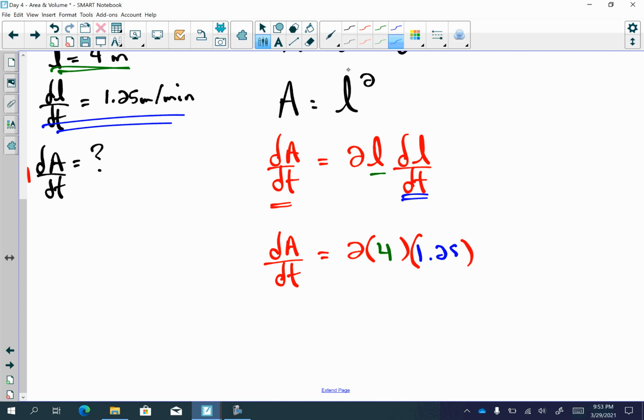Okay, 2 times 4 is 8, times 1.25 is going to give me 10. Okay, now let's think about, let's put some units on this. It's area. Okay, it's the rate at which the area is increasing.